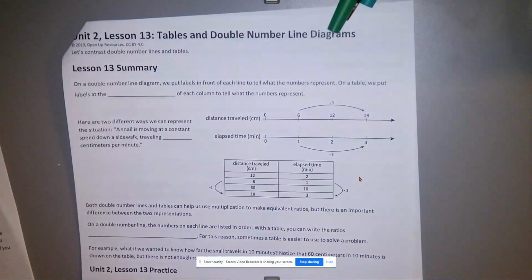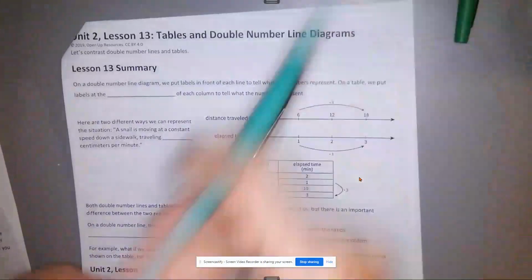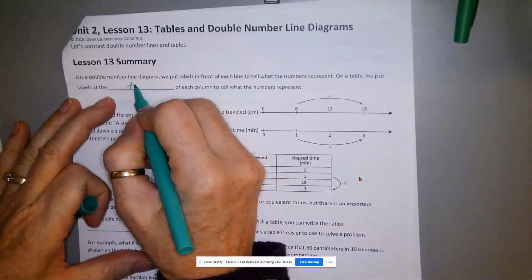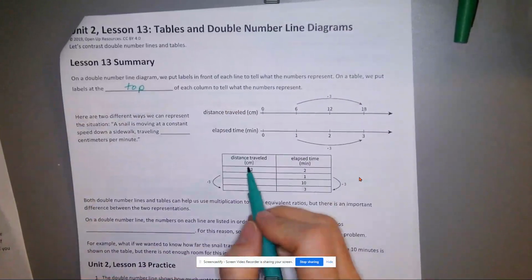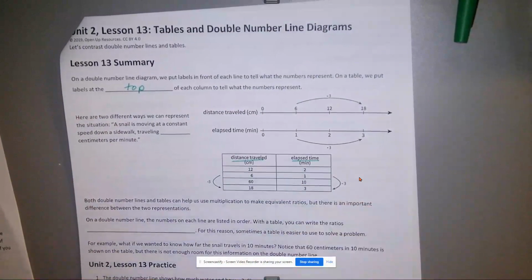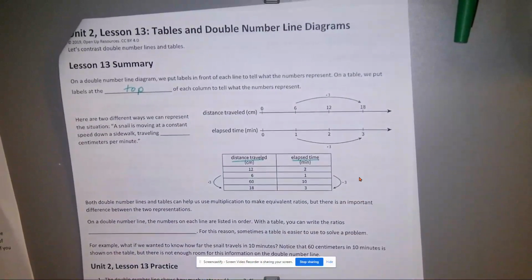On the table, we put the labels at the top of each column, telling what the numbers represent. There are two different ways we can represent a situation.